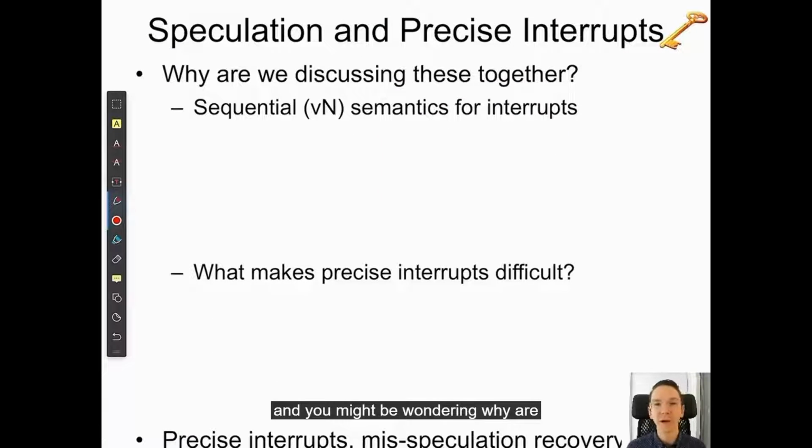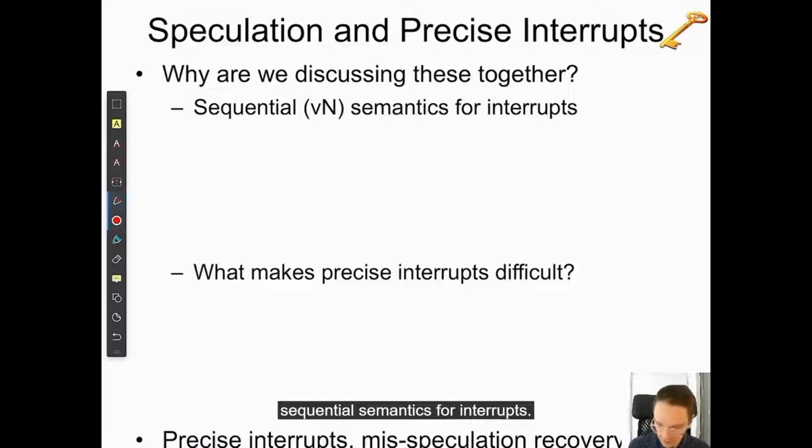Now you might be wondering, why are we discussing these topics together, motivating an entire module? Well, let's start by looking at the interrupt side of things, and maybe it will become clear why these are related. Starting from first principles, what are the sequential semantics, the von Neumann semantics for interrupts? Remember, this is that abstract machine model where one instruction is processed completely from fetch to register write back atomically before the next instruction even begins all of this processing.